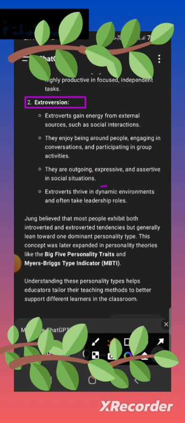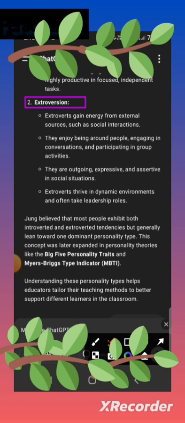They are outgoing, expressive, and assertive in social situations. They are talkative, expressive, and spontaneous. Extroverts thrive in dynamic environments and often take leadership roles. Examples: politicians, actors, public speakers, and salespeople often exhibit extroverted tendencies.